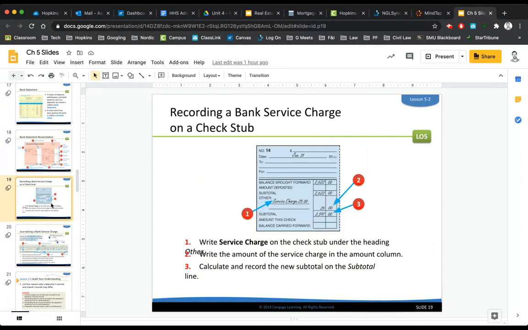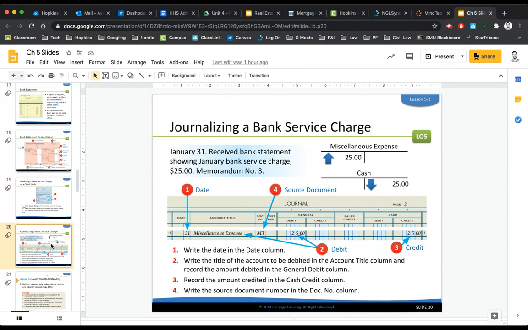The next part, you are going to actually then record something like a service charge on a check stub so that you have a source document so that you can then turn it over to the accountant of the business, who then will record it as a journal entry. And again, we'll go over this together in just a moment. But then you need to record that miscellaneous expense.